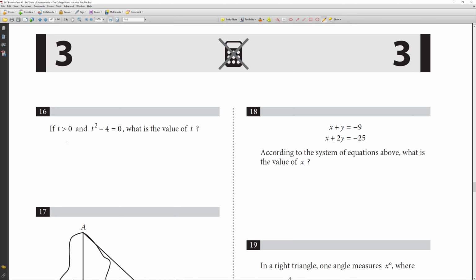So as you know, we are no longer in the multiple choice portion of the exam. You need to fill in the answer now for each of the remaining questions. Question 16. If t is greater than 0 and t squared minus 4 is equal to 0, what is the value of t? This is basically simple substitution. This is a 10-second question. So the only way to get this equal to 0 is t is equal to 2 or minus 2. Because t has to be greater than 0, the answer is t is equal to 2.